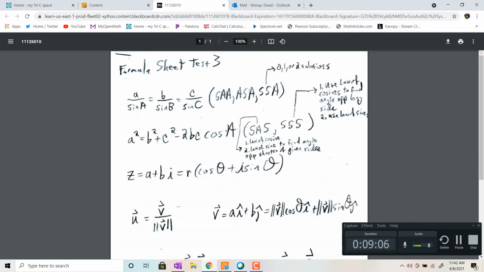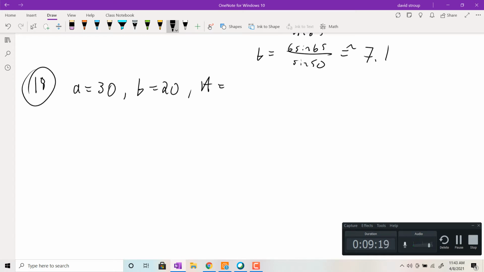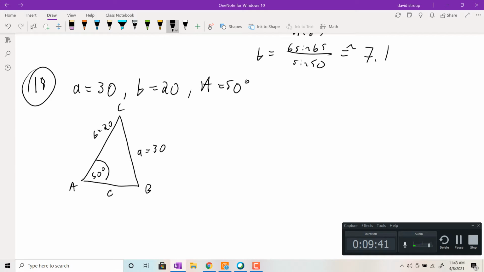This SSA, you'll have your formula sheet, so you'll know this is one of the weird ones where you can have multiple solutions. But let's take a look. Little b is 20, and then angle A is 50 degrees. So go to your triangle and set it up. A, B, C. This will be little a, little b, little c. And they're telling us little a is 30, little b is 20, and angle A is 50. So there's no way to kind of get the low-hanging fruit again. You're stuck with something else.